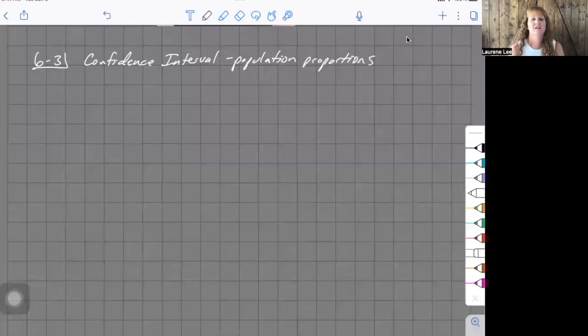Hello, today we are still doing confidence intervals. The last two sections we've been doing confidence intervals for a population mean, but you can actually do a confidence interval for any statistic, so any population parameter. You can do one for sigma, you could do one for the variance, you can do one also for a population proportion.